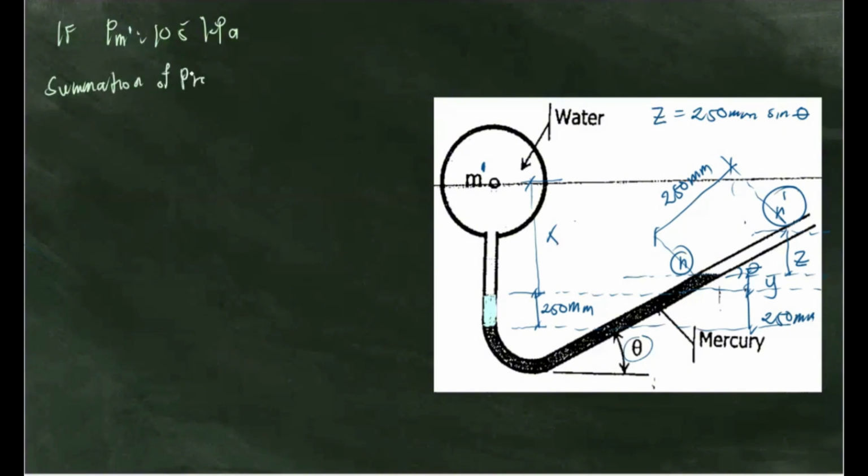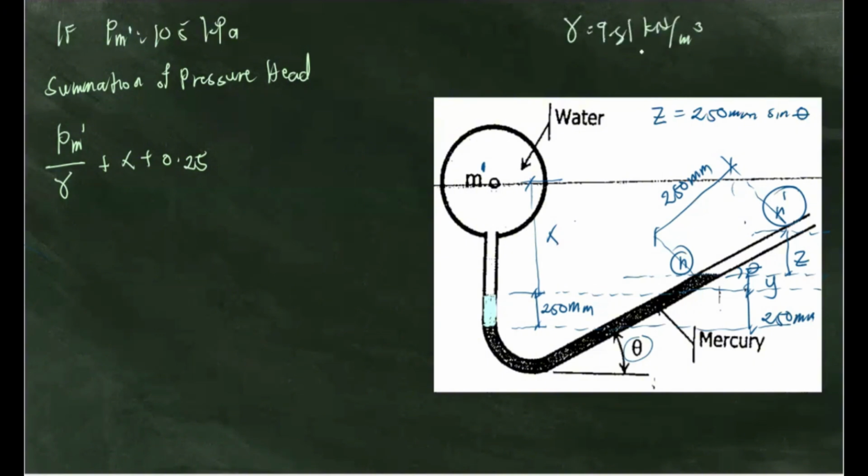Summation again of our pressure head, this time for our P sub M prime of 105. So, same as before, P sub M prime, since it increased, over gamma, plus x plus 1250 mm, so 0.25 for meter, because we expect meters. Remember, the gamma we use is gamma of water, 9.81 kilonewton per cubic meter. This is gamma of water at 4 degrees Celsius, or unit weight.